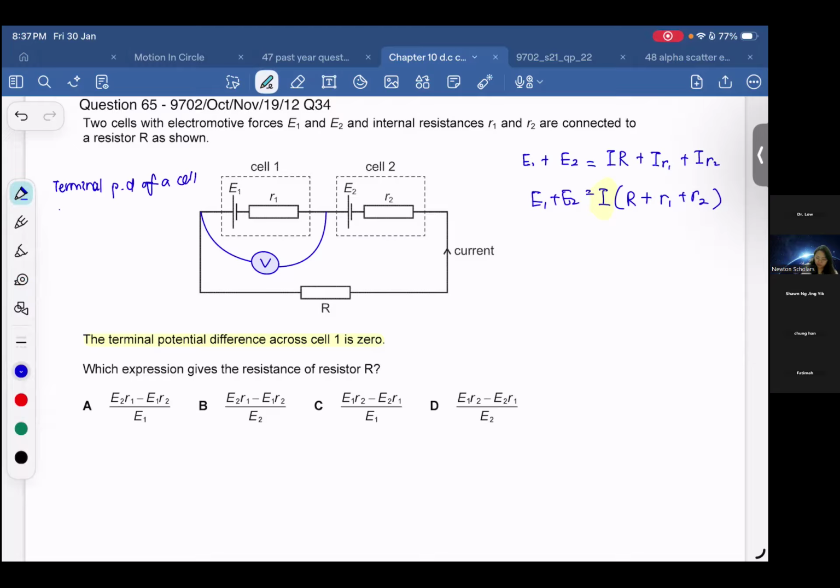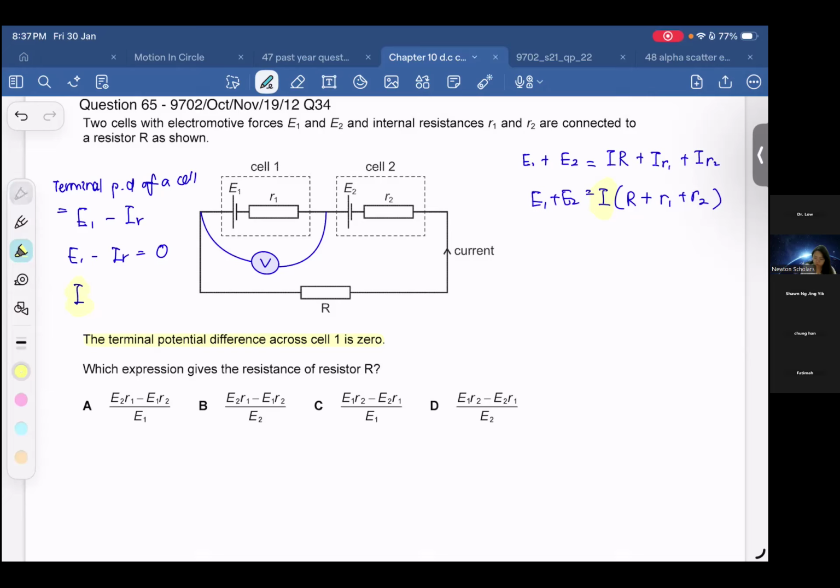Okay, how do we calculate the terminal? We use E1 minus the voltage that we drop, IR, right? So they tell you that the terminal potential difference across cell 1 is 0. That means that E1 minus IR equals 0. So what is your I? Why do I need to find I?